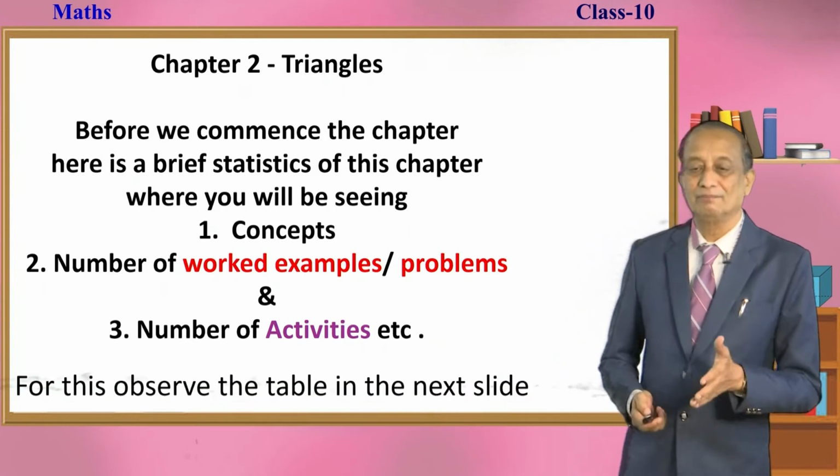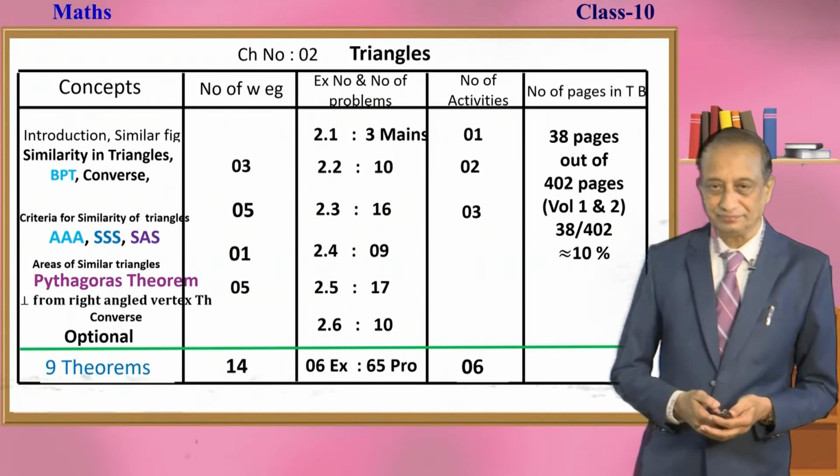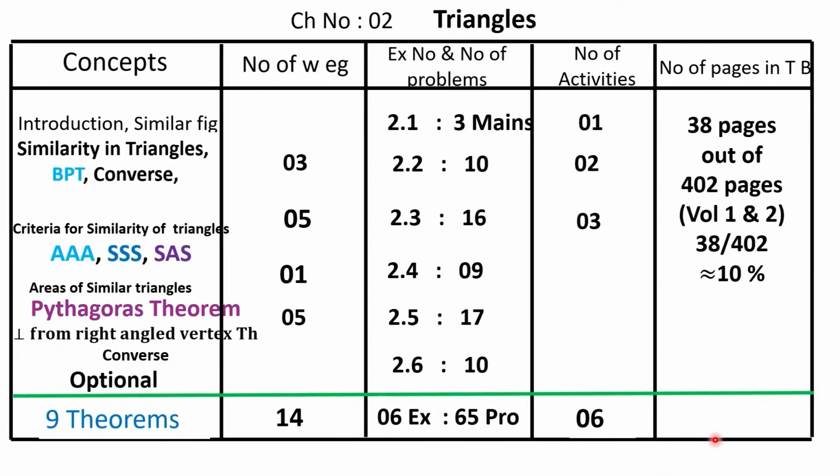Here it is. For this, carefully observe the next slide. Look at this chart, children. The columns are concepts, number of worked examples, example number, exercise number and number of problems in it, number of activities, number of pages printed in the textbook. See, look at the concepts column, about 9 theorems are there with 14 worked examples and 6 exercises with 65 problems and 6 activities, children. For this, about 38 pages out of 402 from volume 1 and volume 2 are printed in our textbook. So, roughly, it works out to 10%.